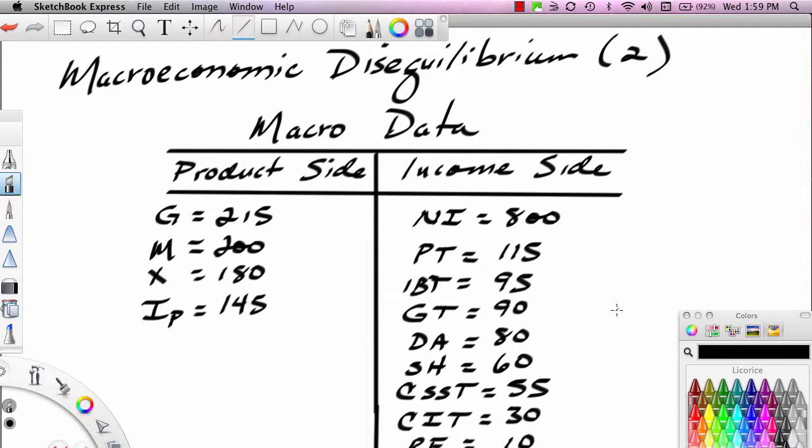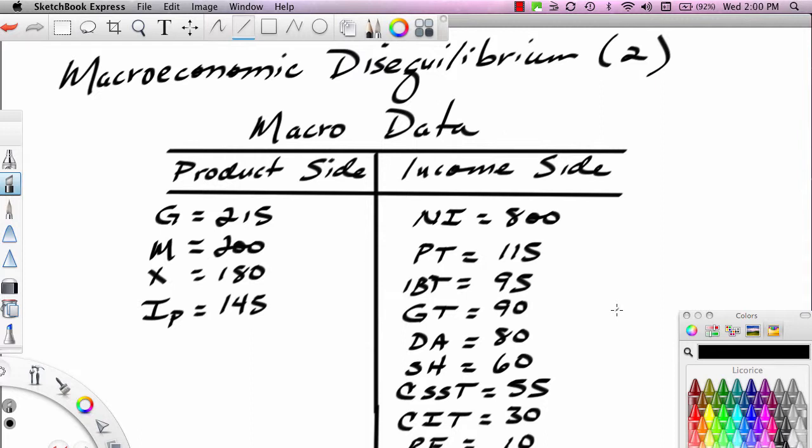In the previous section, we talked about the basic disequilibrium condition, and that would be where GDP is either greater than TPE, total planned expenditures, or GDP is less than total planned expenditures. Of course, if we're in equilibrium, which is very rare, GDP would be equal to total planned expenditures.